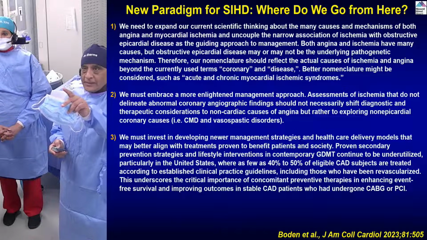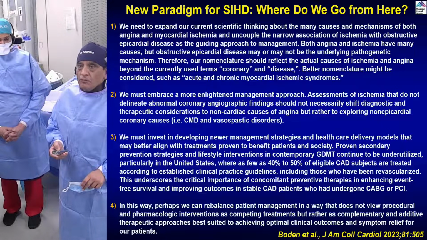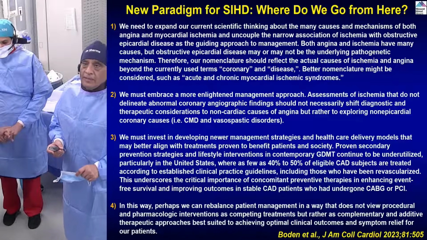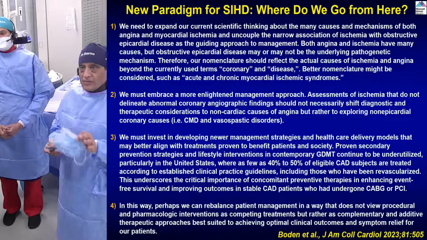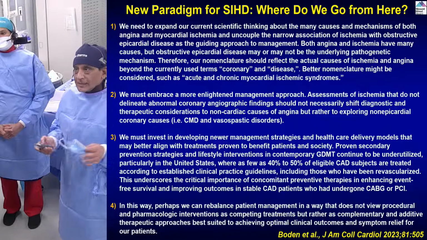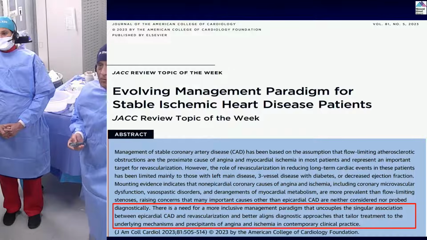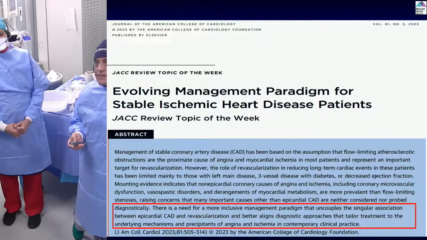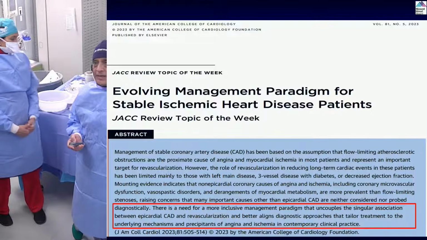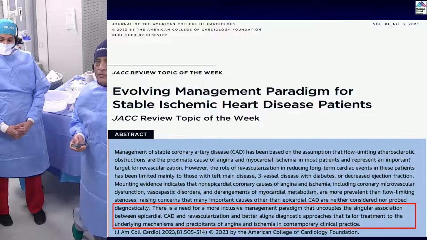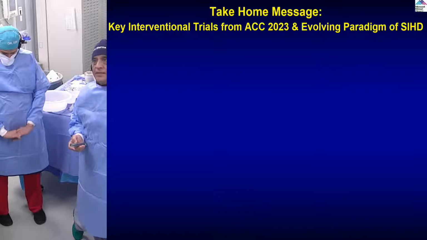So that is the point, to underscore the importance of preventive therapy in those who have undergone CABG or PCI to improve overall long-term outcome. And therefore, there has to be a rebalance of patient management, not viewing procedural and pharmacological intervention as competing treatment, but rather complementary to improve overall outcome of the patient. So there is a need for a more inclusive management paradigm that uncouples the singular association between epicardial CAD and revascularization, and better aligned diagnostic approaches that tailor treatment to underlying mechanism and participants of angina and ischemia in contemporary clinical practice. So very interesting.